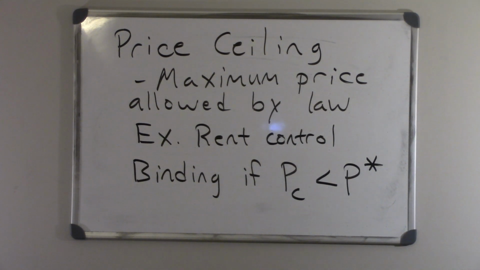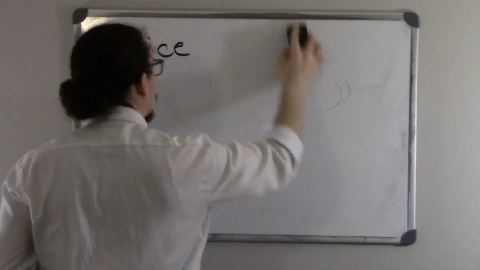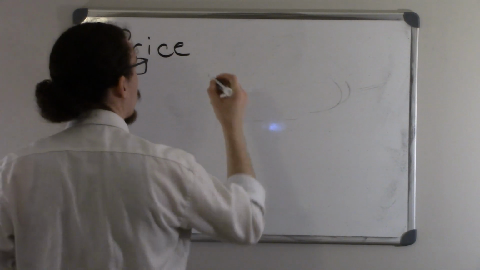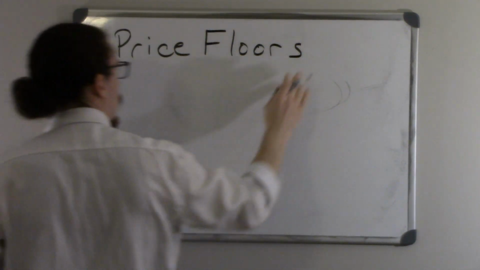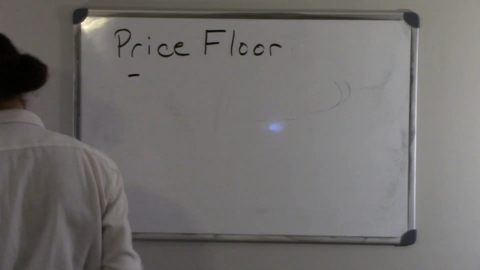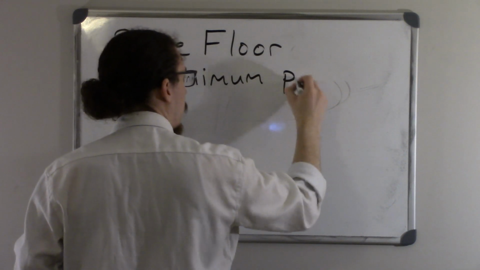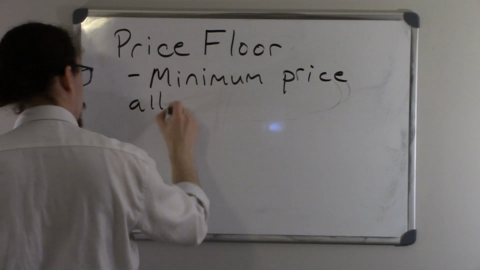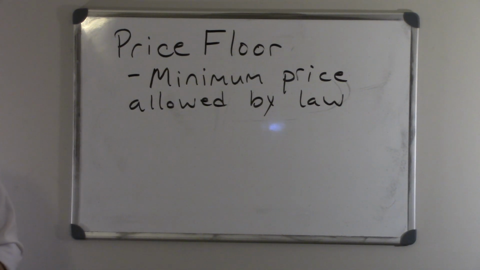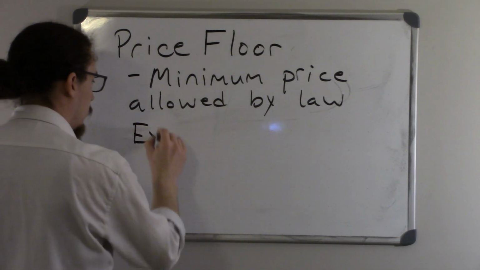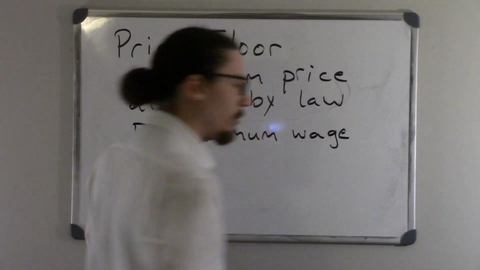Next, let's talk about price floors. That's the other type of price controls. I guess we can just say price floor. All right, so you can probably figure out what a price floor is based on what a price ceiling is, and it is a minimum price allowed by law. A common example of this would be minimum wage.